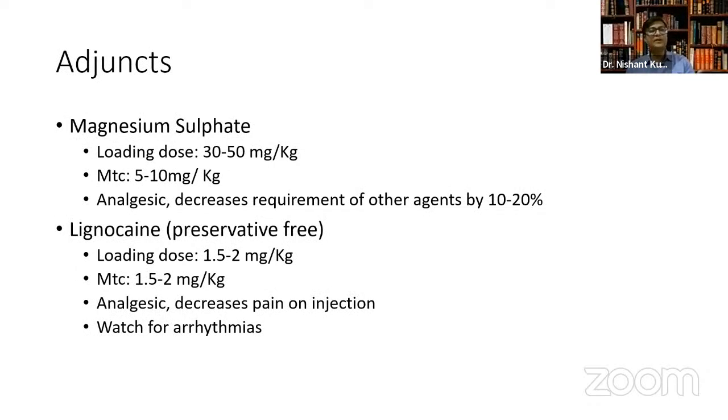So magnesium sulfate is given in the loading dose of 30 to 50 milligram per kg. Maintenance is 5 to 10 milligram per kg. It is an analgesic and decreases the requirement of other drugs by 10 to 20%.